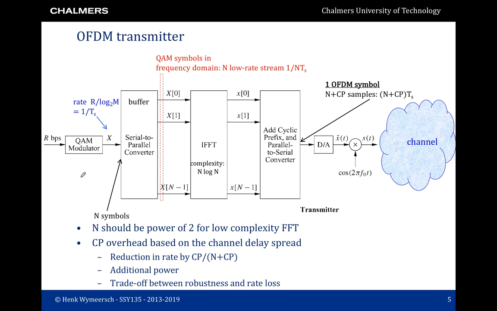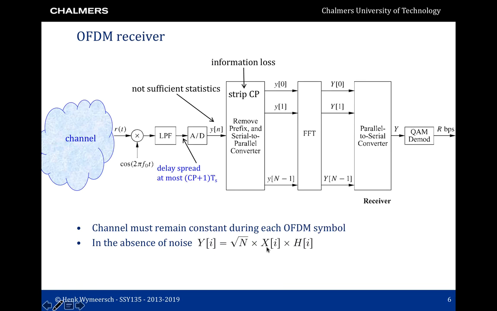An OFDM transmitter operates as follows. We take QAM symbols, which we convert from frequency to time domain. So the QAM symbols reside in the frequency domain, and we have time domain samples. We add a cyclic prefix and send over our channel. So the duration of one OFDM symbol is the number of subcarriers N plus the cyclic prefix length, times the symbol duration. The cyclic prefix leads to a certain overhead, which we try to minimize. We can minimize this overhead by having relatively long OFDM symbols with respect to the cyclic prefix duration.